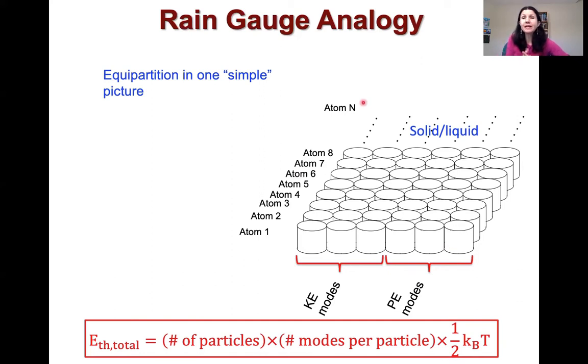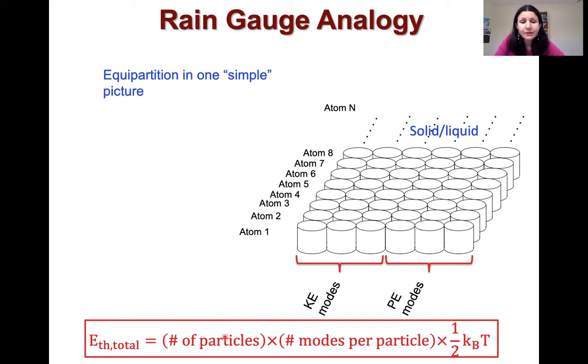So if we're thinking about n number of particles and how much thermal energy the whole solid has, not just one particle, what do you have to do? You have to count this total number of buckets and multiply it by this factor of 1/2 kBT. So how do we count this total number of buckets? Well, we first have to know how many modes per atom. If we're talking about solids or liquids, that's 6. If we're talking about monatomic gases, that's 3. And we'll look at other more complicated gases later.